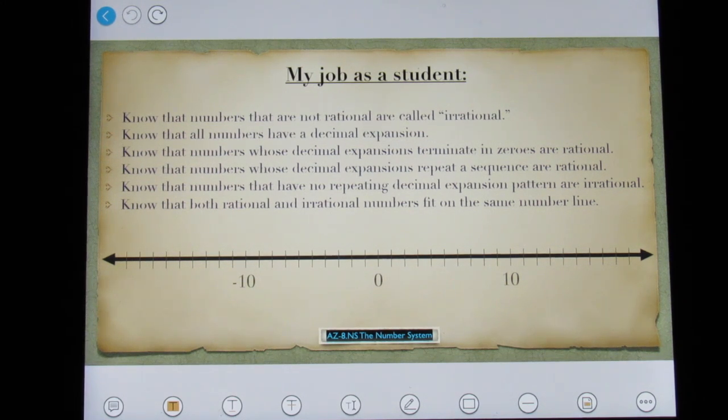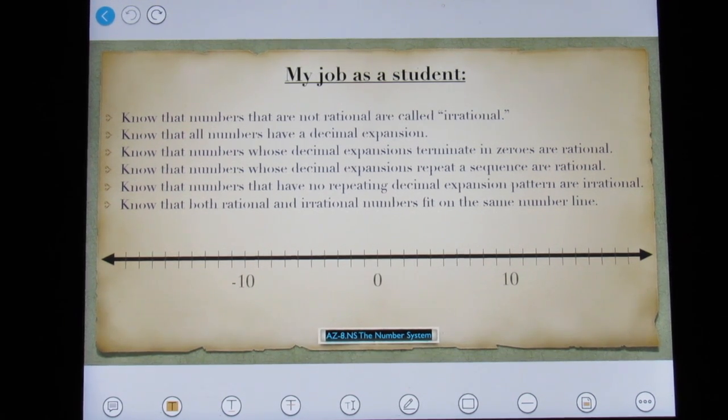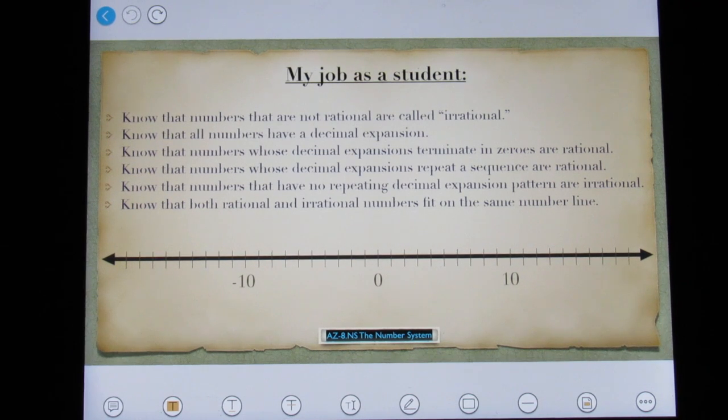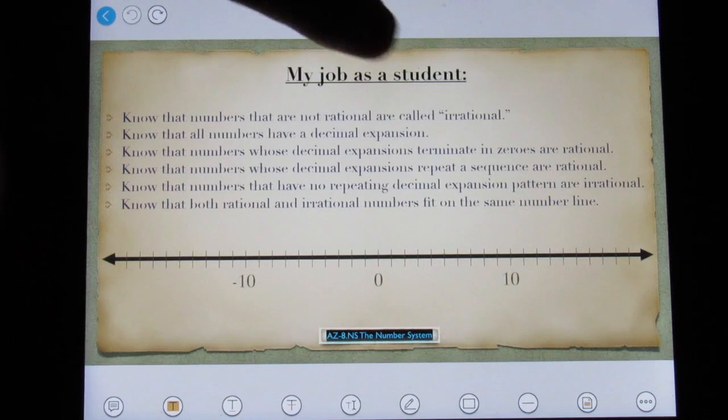It says that students need to know the numbers that are not rational are called irrational. Numbers have a decimal expansion, etc., etc. I'll let you read that on your own. Make sure you understand all the things there. What's going to help us a lot, though, is that rational numbers repeat a zero forever or a perfect pattern like 2727272727, and I'll show you what that looks like. They put a little line above the 2 and the 7. But irrational numbers never have a repeating pattern.